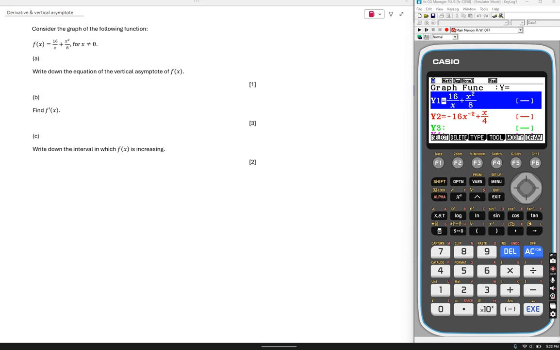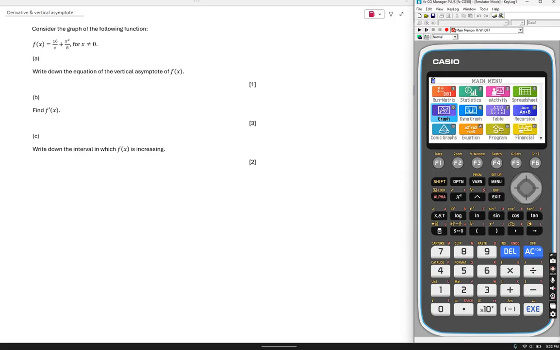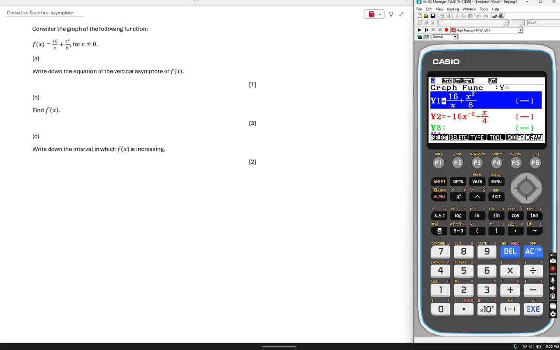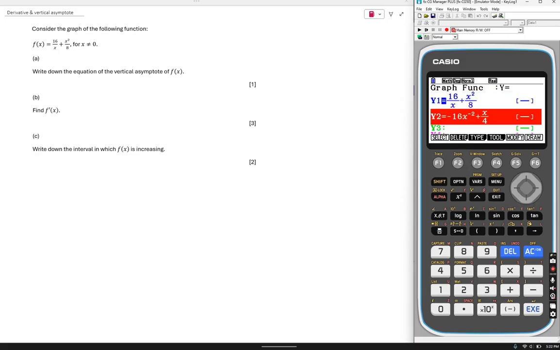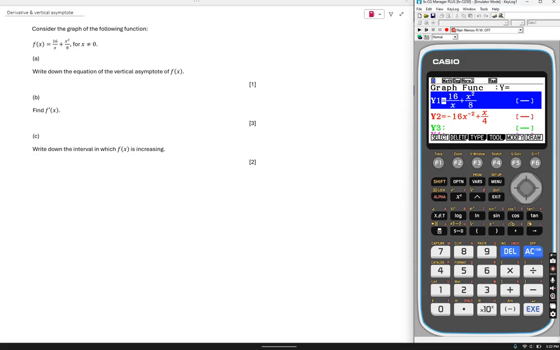If you remember, an asymptote is a line that the function approaches, but it never quite gets to. So I think the easiest thing that we can do is graph it. On your calculator, you go to the graph function. I've already put 2 in here, but you just need the blue one for this. You can see 16 over x plus x squared over 8, and I'm going to draw that.